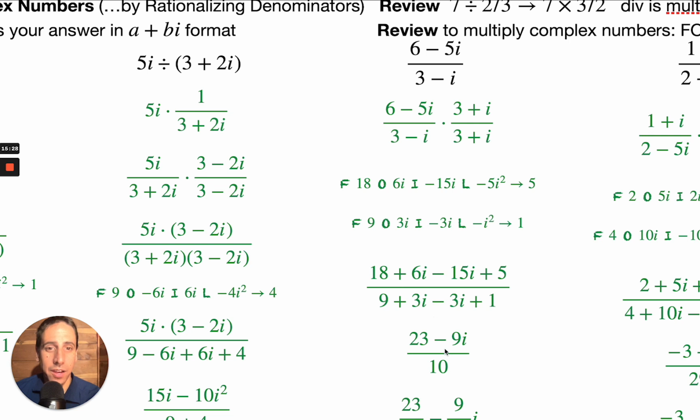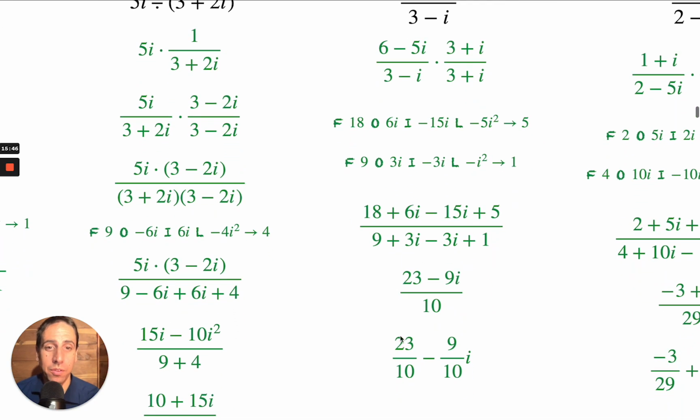Now, the i's are not going to cancel in the numerator, because 18 plus 5 is 23, and 6 minus 15 is negative 9. So it's 23 minus 9i. But in the denominator, yes, 3i minus 3i cancel. We got 9 plus 1 is 10. And that's pretty awesome, because we have 23 over 10 minus 9 over 10 i.